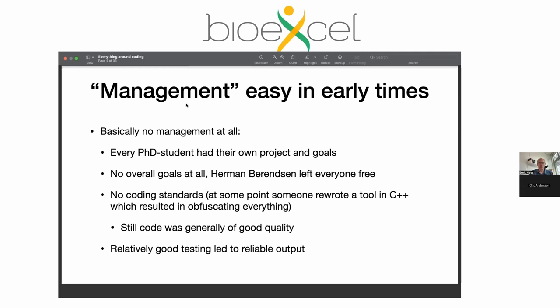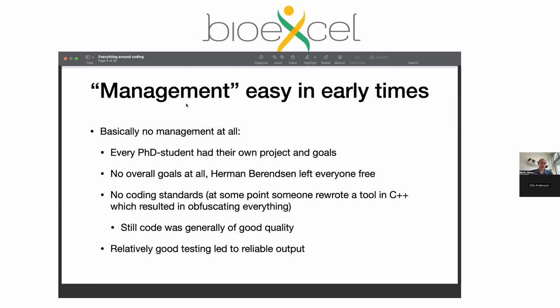And there were no coding standards either. So people looked at code and then tried to write things roughly the same way. Here's one example though. At some point someone learned about C++, and then they rewrote the tool in C++, which just resulted in making the tool completely unreadable because it just used C++ to make everything implicit and unreadable. So that's not a good idea.